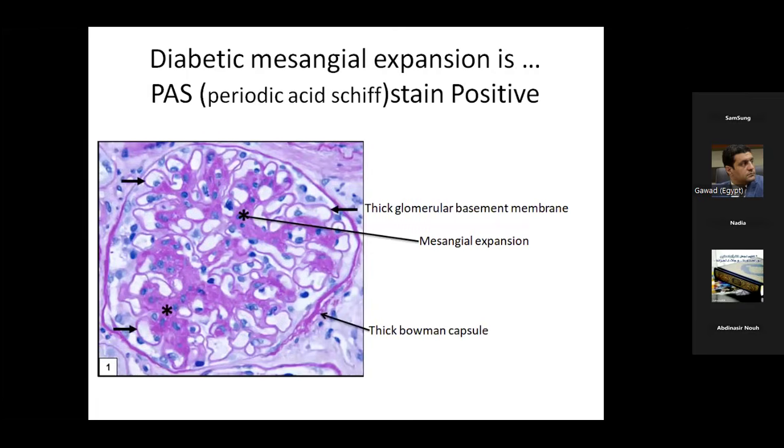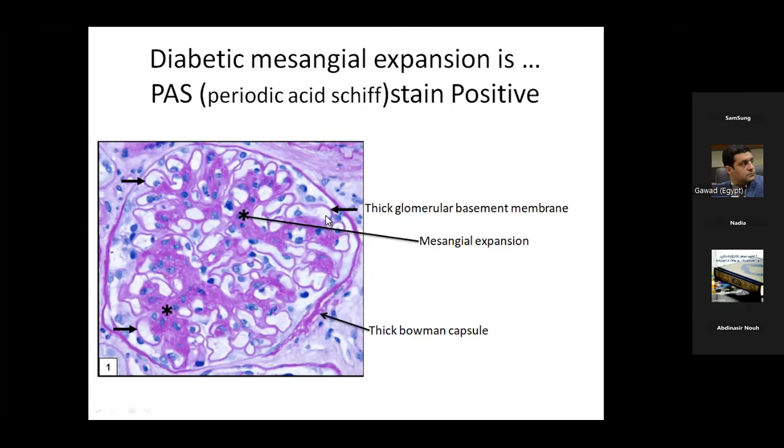So mesangial expansion is PAS stain positive. This is very important to put in mind. The diabetic mesangial expansion is PAS positive. PAS, or periodic acid-Schiff stain, is one of the routine stains in nephropathology that we use for all cases. And for diabetic mesangial expansion, we should know that it is PAS positive. This is the first thing to put in mind when we are discussing such cases.